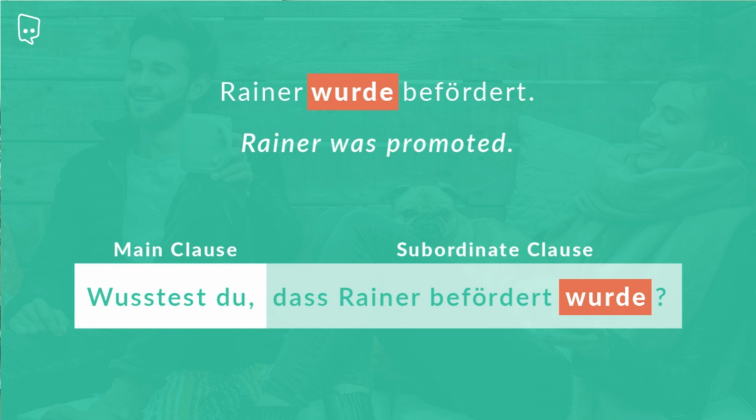Now let's take a look at the subordinate clause. Wusstest du, dass Rainer befördert wurde? Did you know that Rainer was promoted? We have the main clause, wusstest du, and we have the subordinate clause, dass Rainer befördert wurde. So, the verb goes to the end of the sentence.